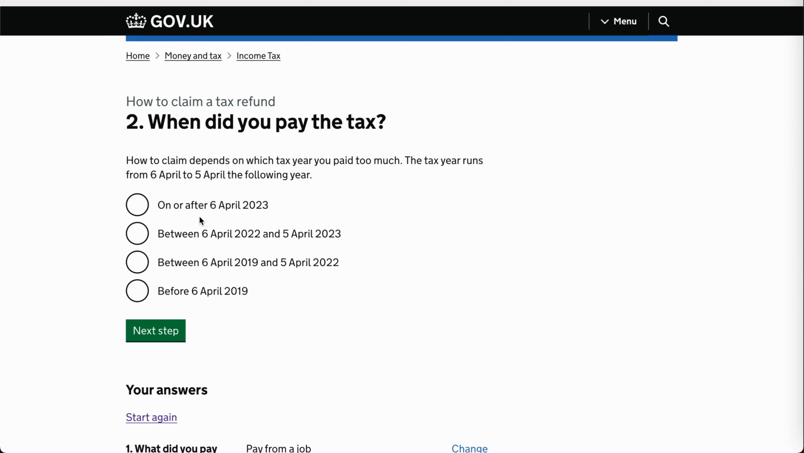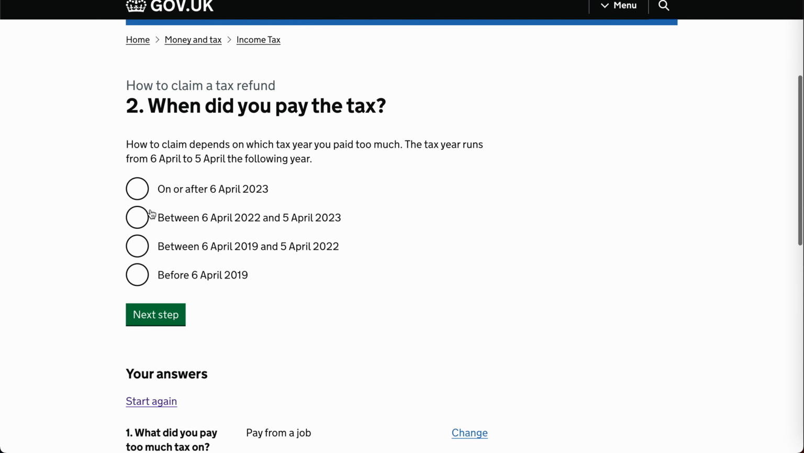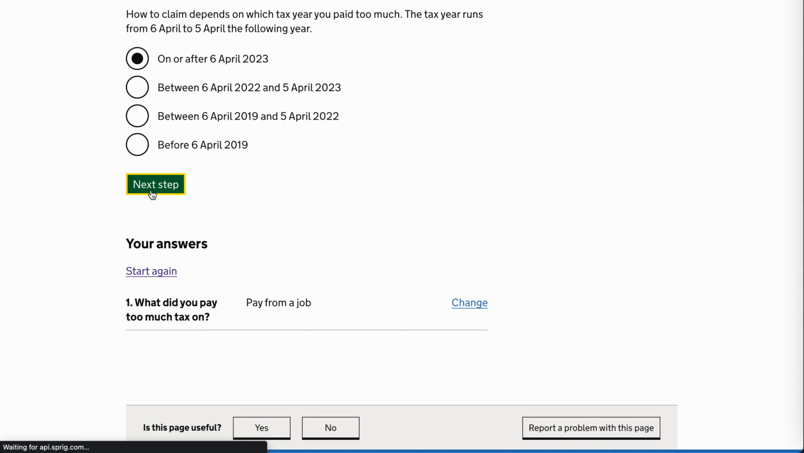From the 6th of April, that's a previous tax year. It's between the 6th of April 2022 and the 5th of April 2023. So the next year would be between the 6th of April 2023 and the 5th of April 2024. In this case, of course, you have to look at your bank account, look at your statements, and really diligently search where you overpaid your tax. In this case, yes, on or before April the 22nd. So we'll click next.